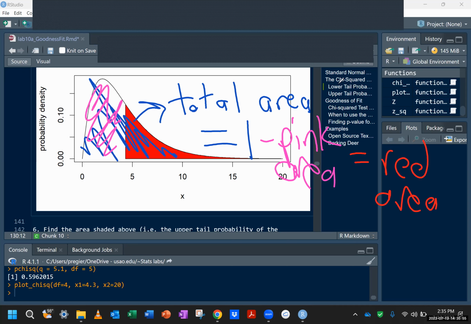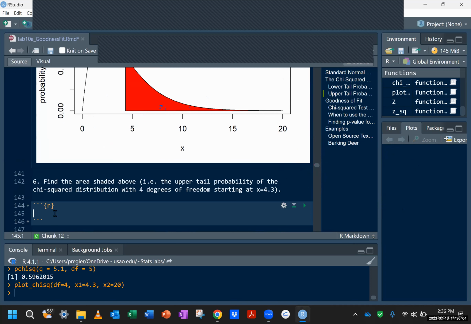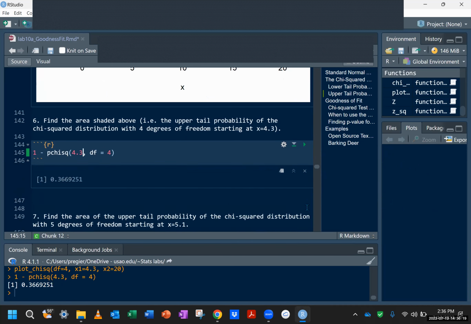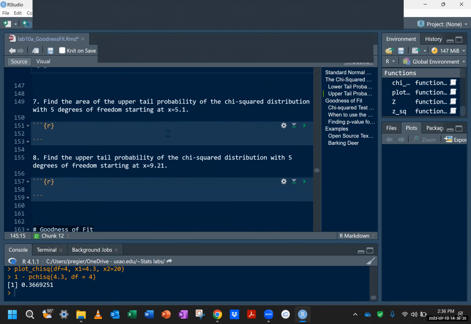So that's where we go in finding our lower tails. We're basically going to say 1 minus the lower tail. Everything below 4.3, and we're looking at the graph of 4 degrees of freedom. There we go. So that'll be our upper tail area there. Okay, see if you can do 7 and 8 on your own, and I'll give my solutions here for you to check. But please, now that you have the ability to do this on your own, start practicing.